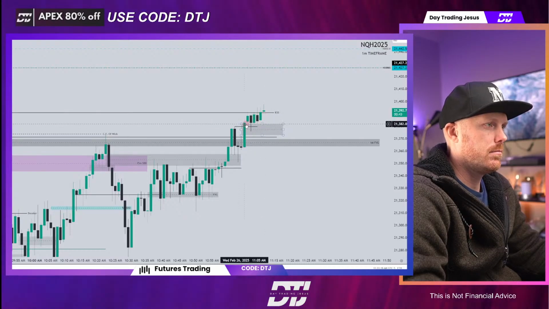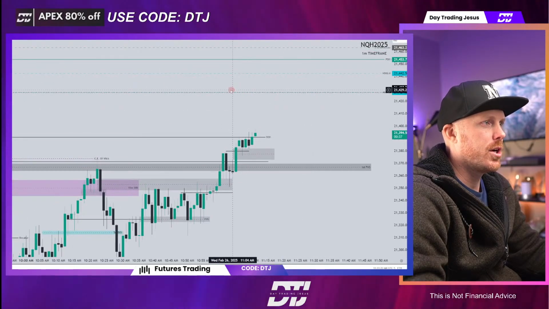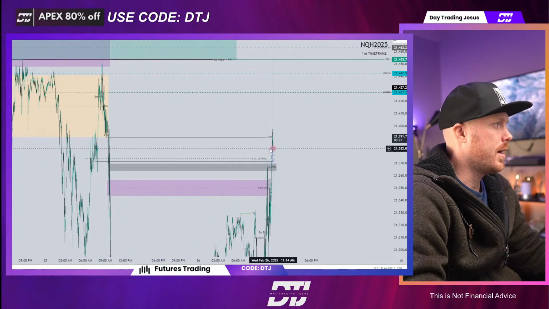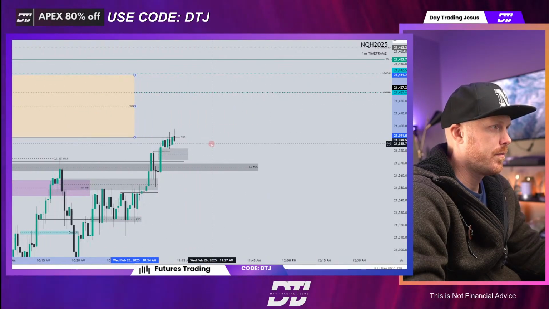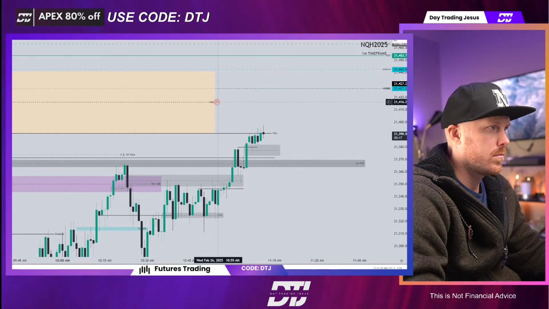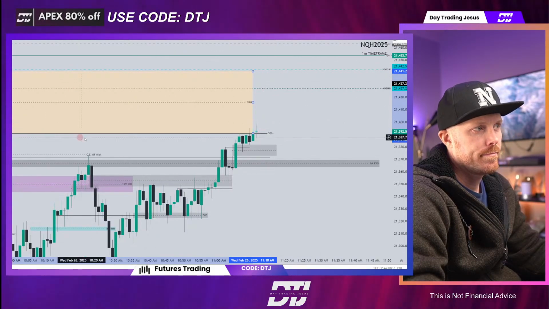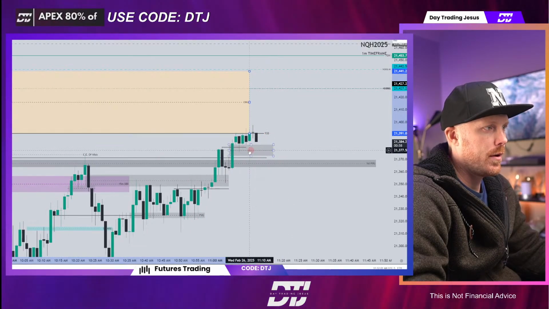Looks like we might miss it. I got my target. My targets are here. We got our opening range gap sitting right here that hasn't been filled either. I can't go long just right here. I have to wait for a retracement into this.